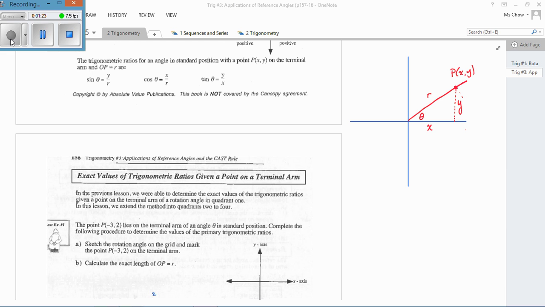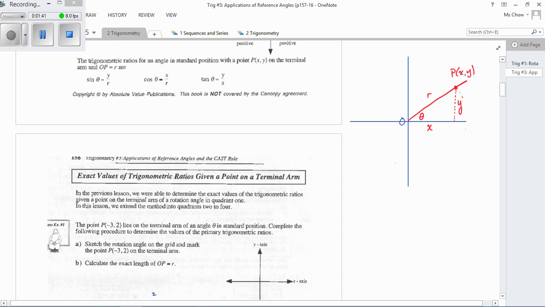Now, reviewing the bottom of the page, it says the trig ratios for an angle in standard position with a point P given by (x, y) on the terminal arm, and OP is equal to r, O of course being the origin. Think of r as the radius if we drew a circle around, so that hypotenuse would also be the radius of the circle.